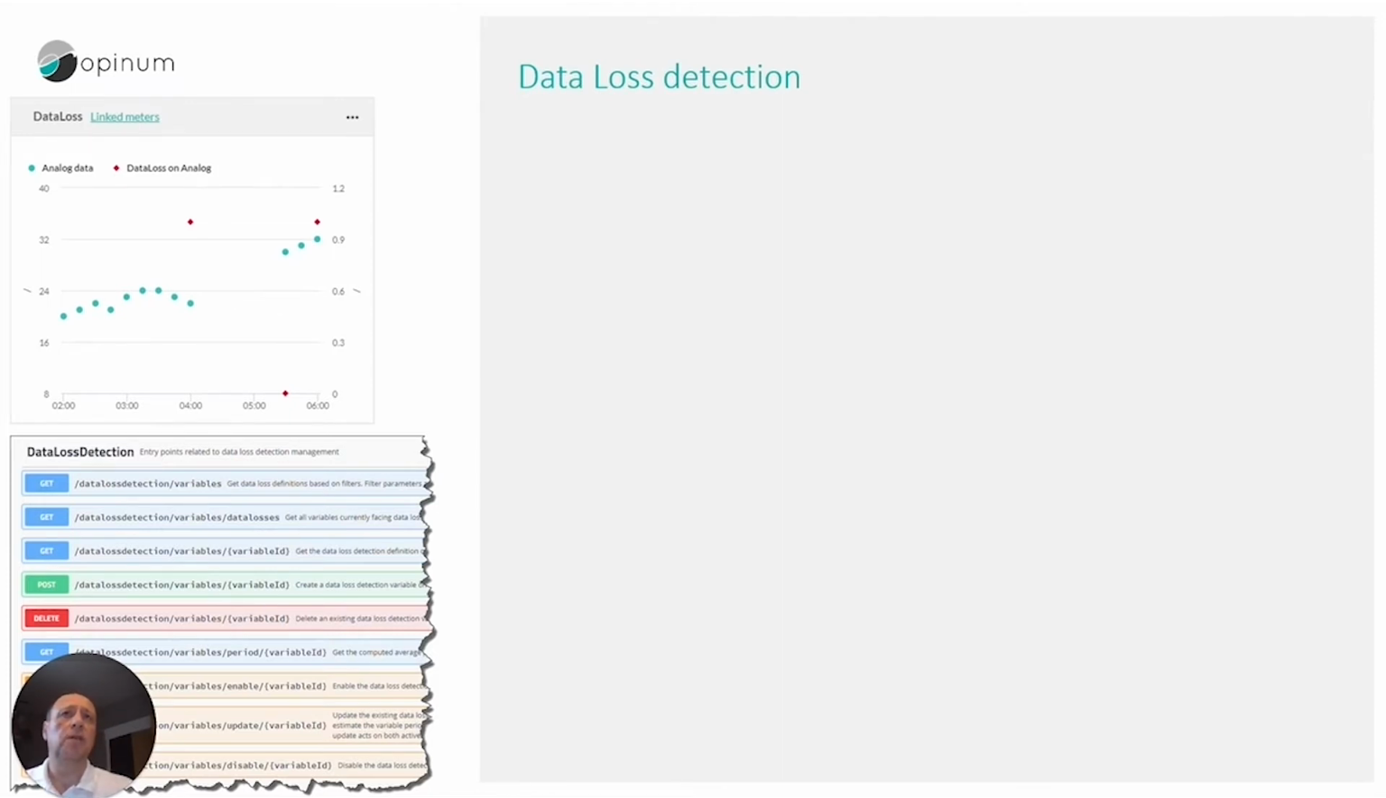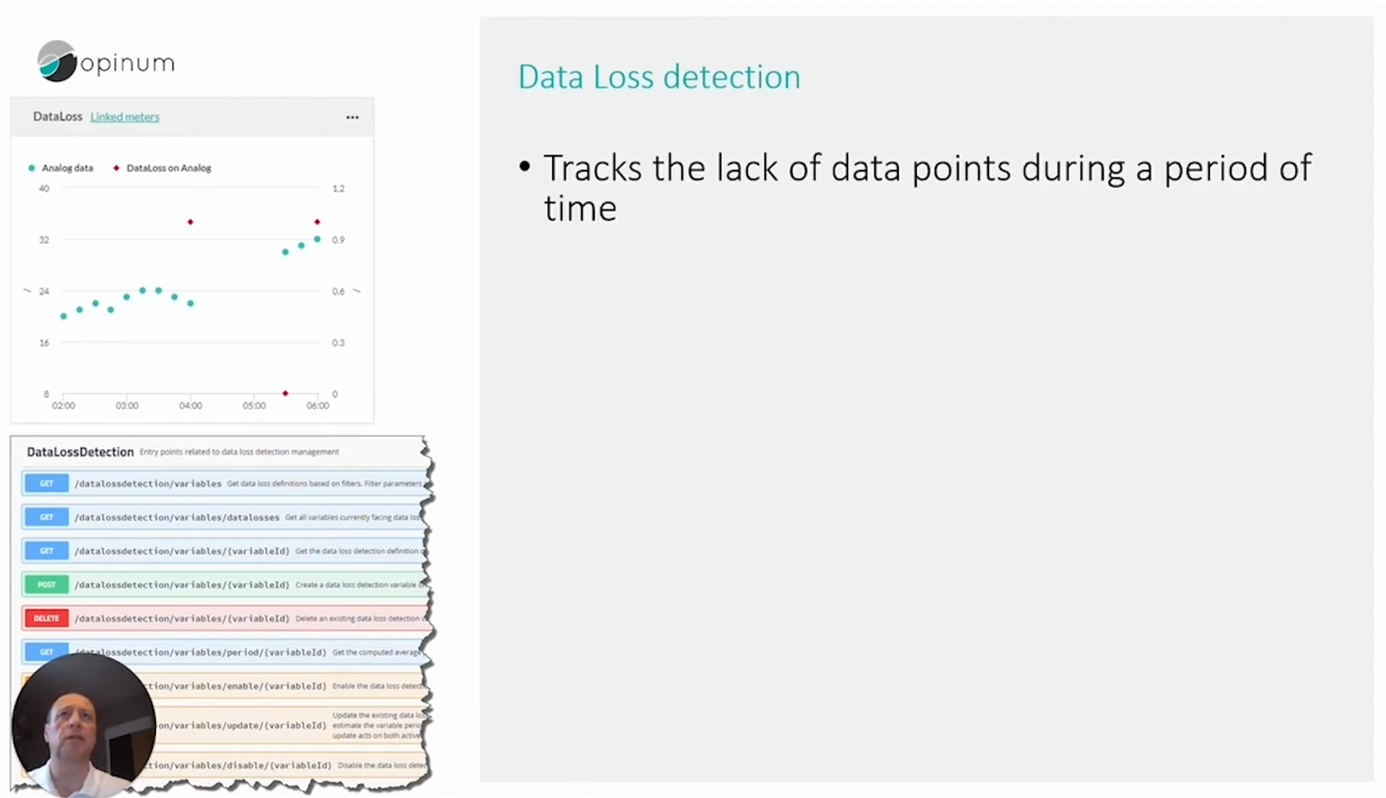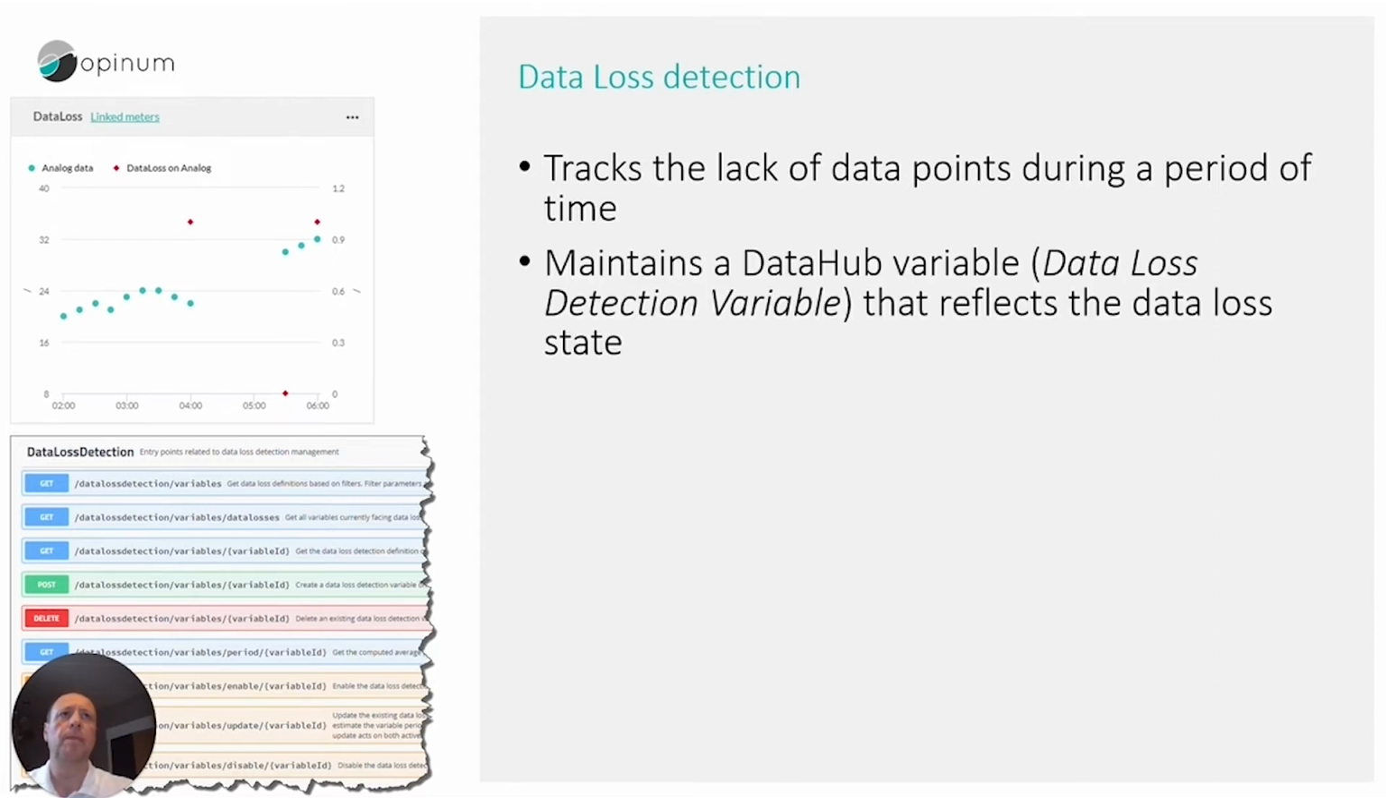So the data loss detection is, just like alarms, implemented at the very early stage of the data point stream. And in this case, we don't care about the value of the data points. We just care about the fact that the data points are incoming in an expected period. The data loss detection maintains a data variable in the database that reflects the fact that we have detected a data loss or not.